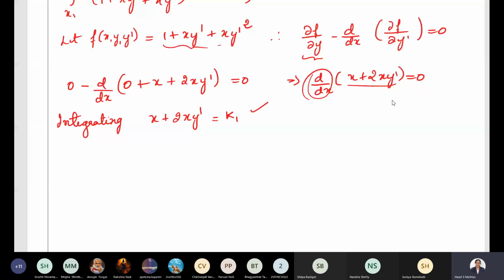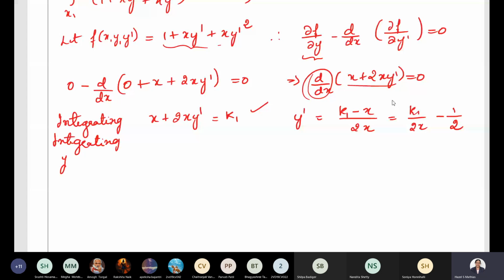Now from this, what is the value of y dash? It is k1 minus x divided by 2x, correct? And what you can do here is split this as k1 divided by 2x minus x by 2x, which will be 1 divided by 2. Now from y dash we need to find y. For that we integrate it again.